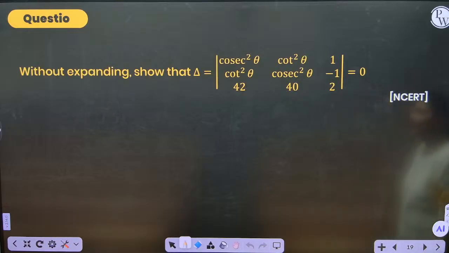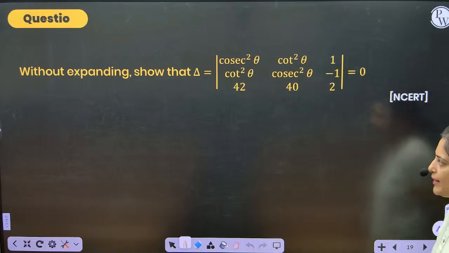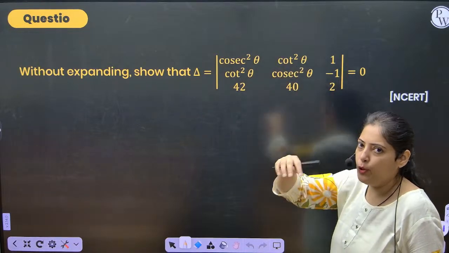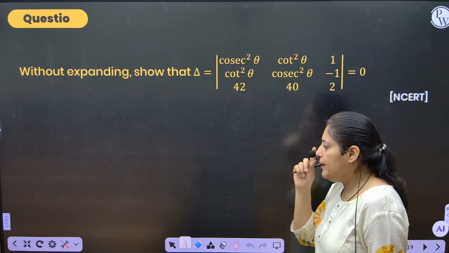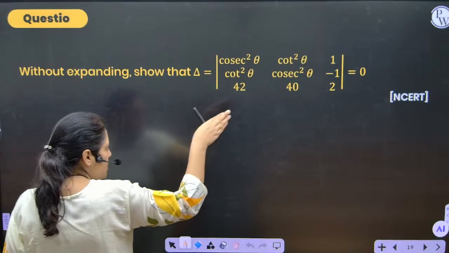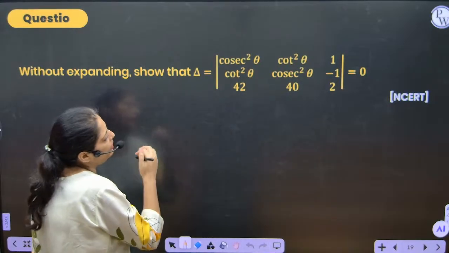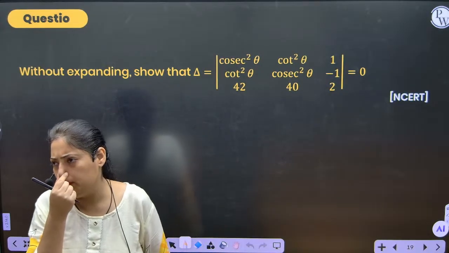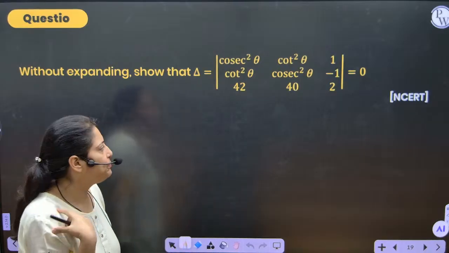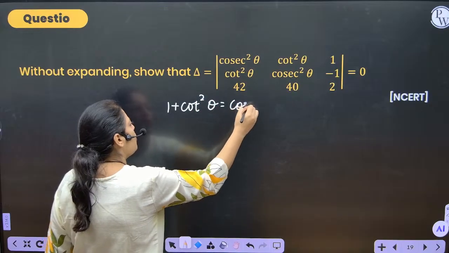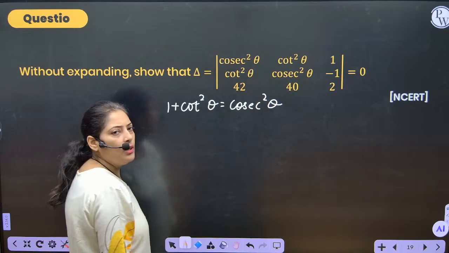Without expanding, show that this is equal to 0. Now you don't have to expand. Expanding means taking the cosecant square theta and working out the value of the determinant. No, you don't have to do that. Directly, you have to show whether it is coming out to be 0 or not. Actually, it has to come out to be 0. That's what you have to show. Now, for cot and cosecant, one identity is there. What is the identity? 1 plus cot square theta is equal to cosecant square theta. This is the property, no?